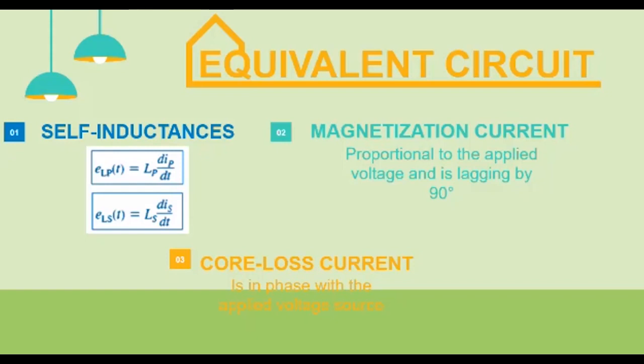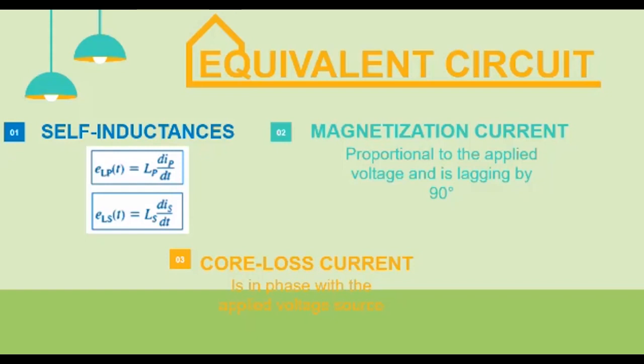Next is the core loss current. If we remember, the core loss current is composed of two losses. What are these? They are the eddy current losses and the hysteresis losses. As compared to the magnetization current, which lags the applied voltage by 90 degrees, this current is in phase with the applied voltage source. It is worth noting that the magnetization current lags by 90 degrees, however the core loss current is in phase, meaning they are the same. They are in rhythm with each other.